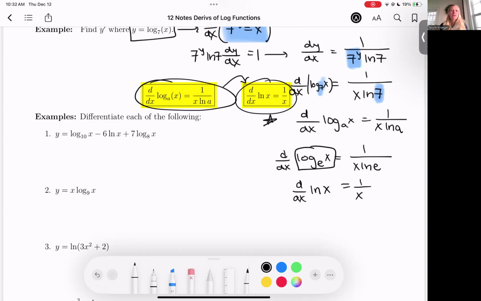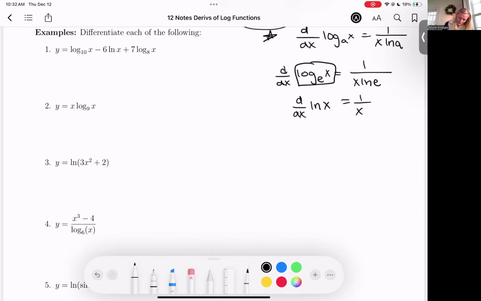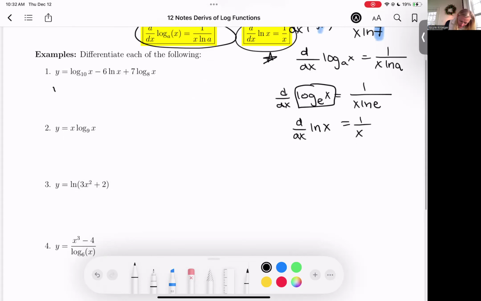Okay, so really all we have here is just two new formulas to memorize, and then we can apply this with all of the other techniques that we've used before. So we can mix this in with a product rule, a quotient rule, a chain rule, and that's really where things get interesting. So let's do a few examples here. If I look at this first one, I have log base 10 of x.